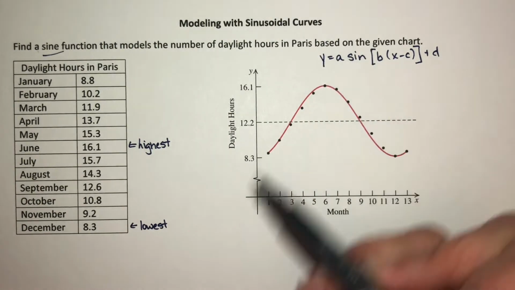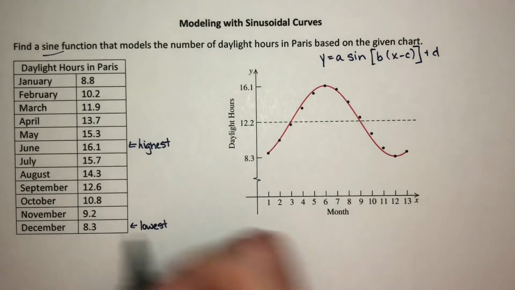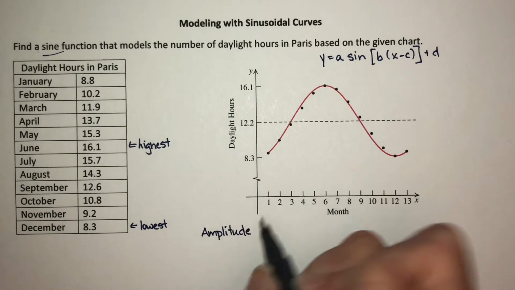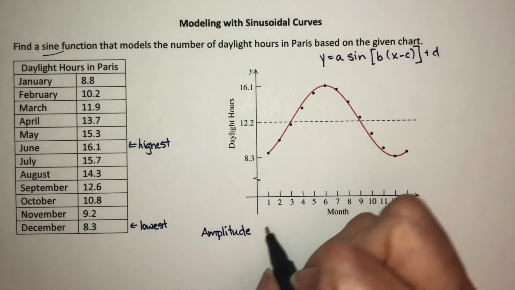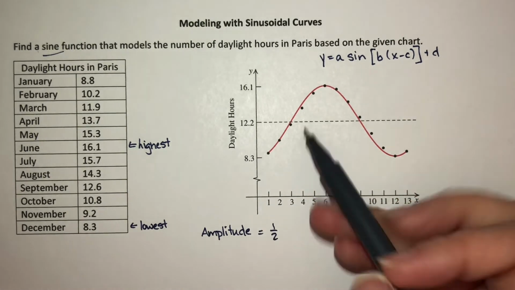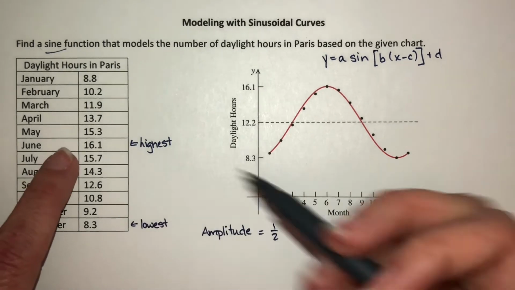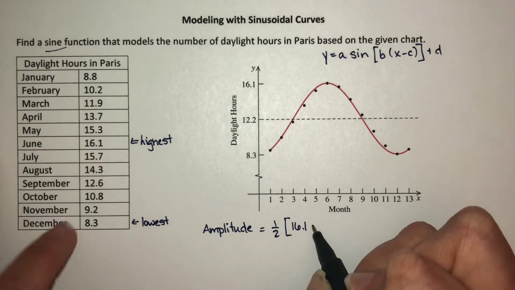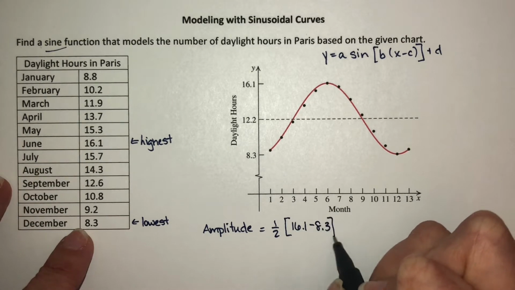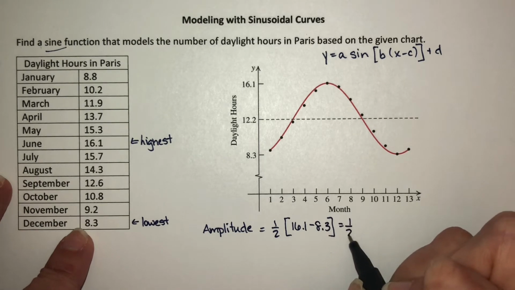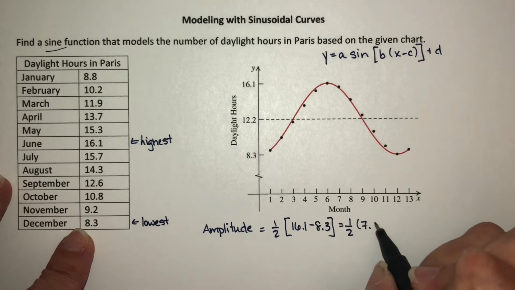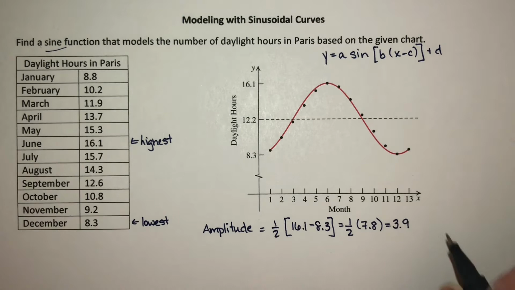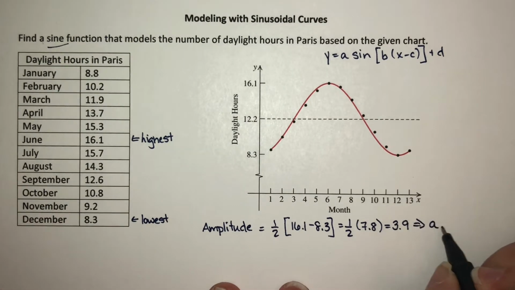To find A, which is the amplitude, the amplitude is 1/2 the largest minus the smallest. So this is 1/2 of 16.1 minus 8.3, which gives me 1/2 of 7.8. That gives me 3.9. So 3.9 is my A value.